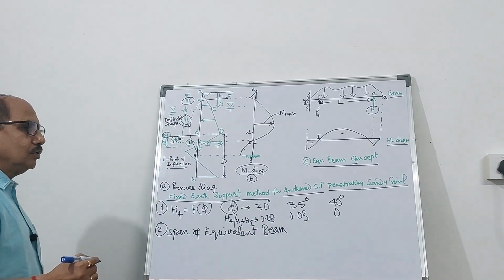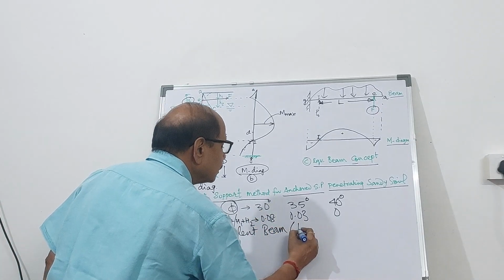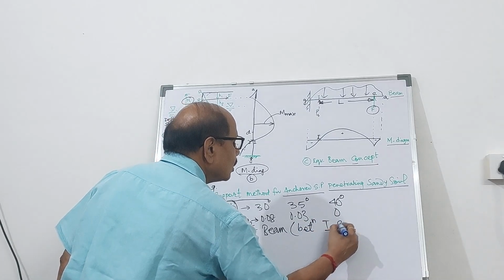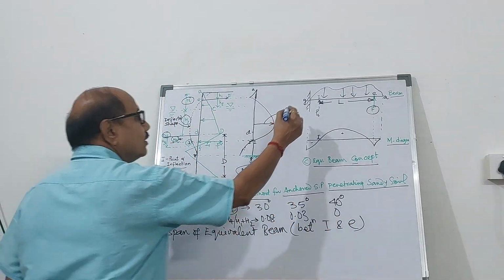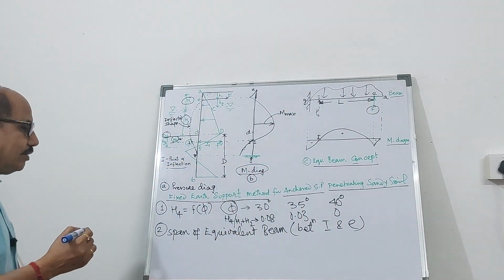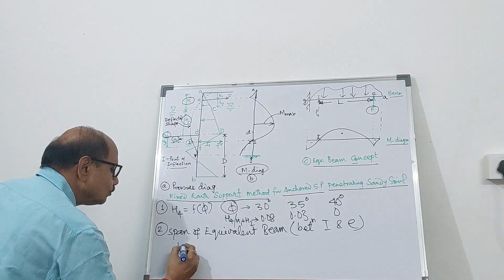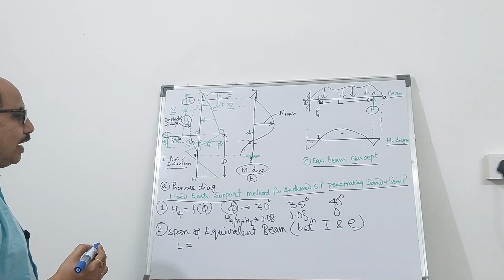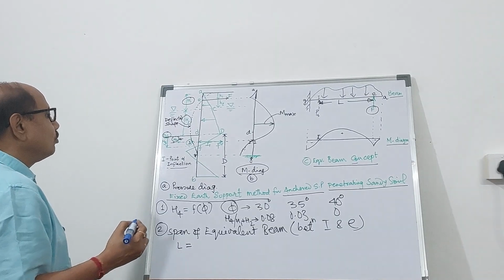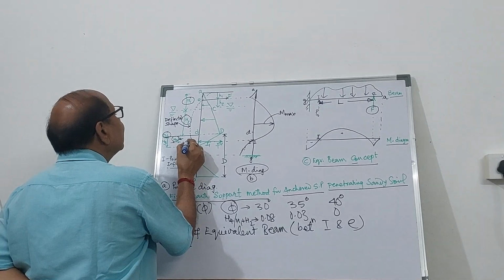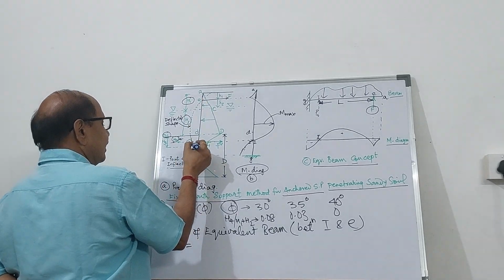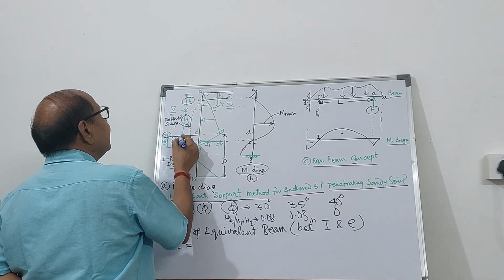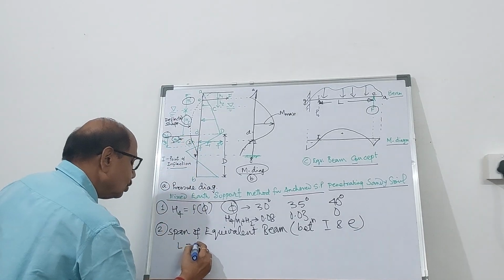So you should find out, between I and E, that value is L. So you can find out the value of L, which is equal to, between I and E, look at figure A. Here between I and D, the distance is H4.